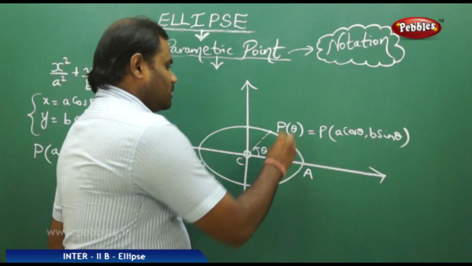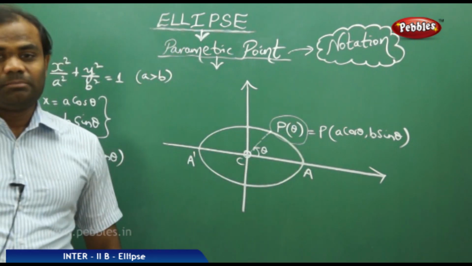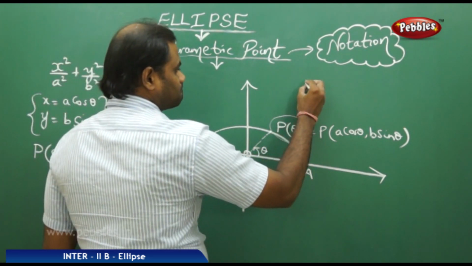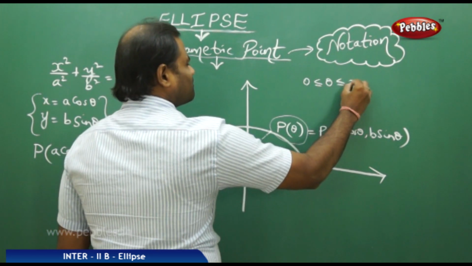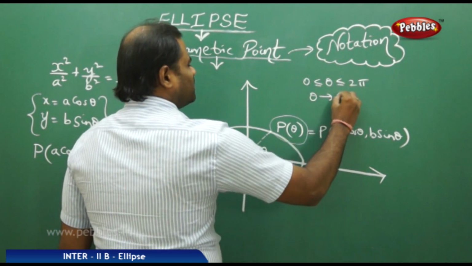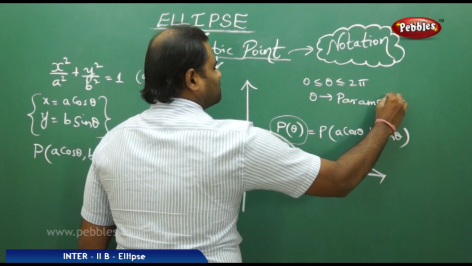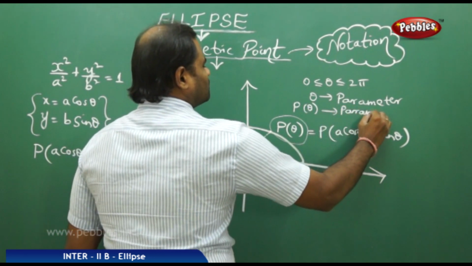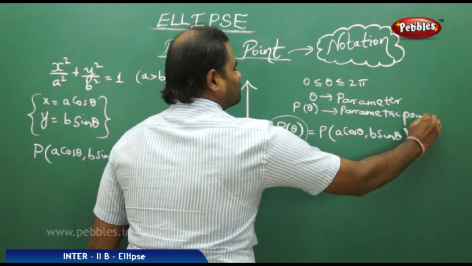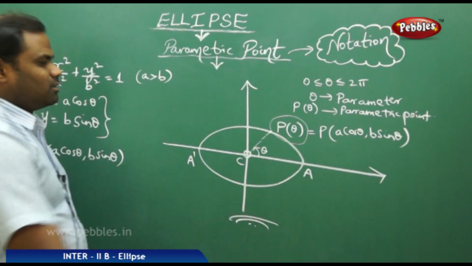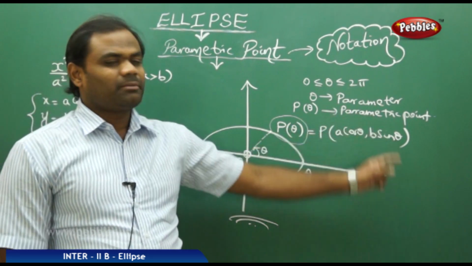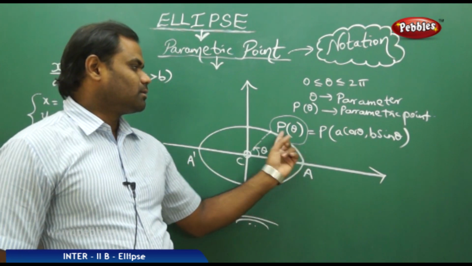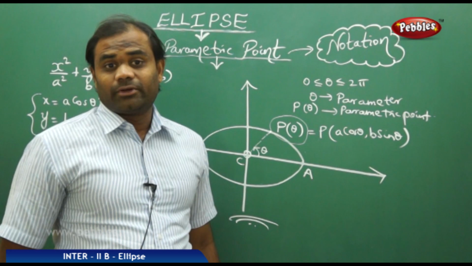So the parametric point is P of theta, with theta lying between 0 and 2π. And theta is called the parameter for the parametric point P of theta. This is how we understand the parametric point. P of theta is the parametric point and theta is the parameter. So any point on the ellipse can be represented by P of theta, the parametric point.